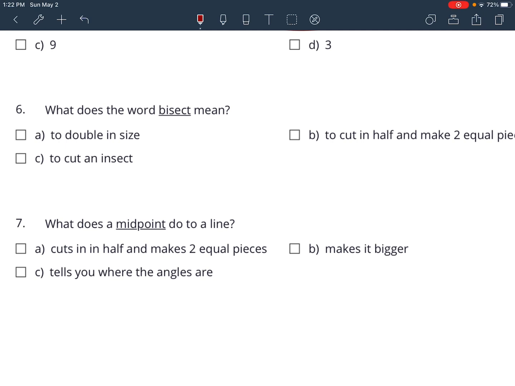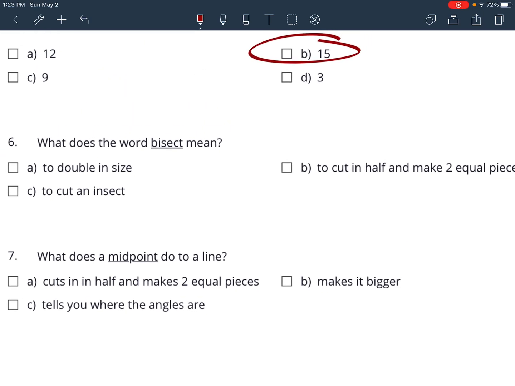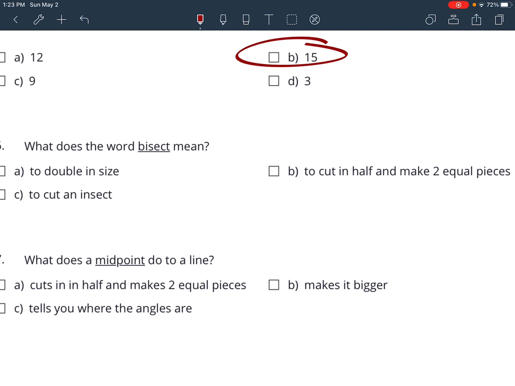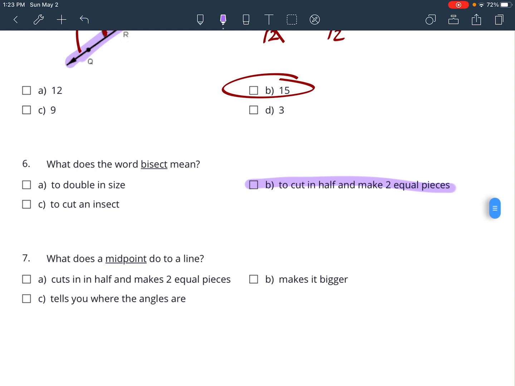Number 6, definitions. What does the word bisect mean? Well, the word bisect means that you're going to cut in half. It's something that cuts either a line or an angle, something exactly in half. And when you cut something in half, you make 2 equal pieces, right? And there you go. That's letter B is the definition there.